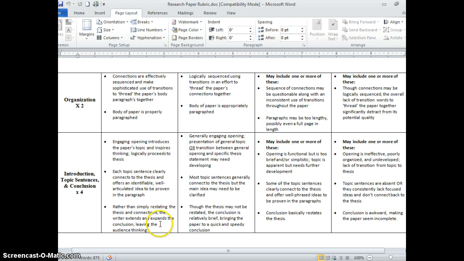Okay, and then with the conclusion, I've offered you some samples there as well. You really want to get beyond just simply restating the thesis and the various connections. Okay, so look over those samples, look over the four or five different ideas with regards to creating a conclusion, and hopefully that will be of help to you.